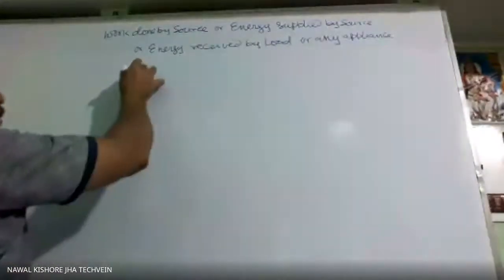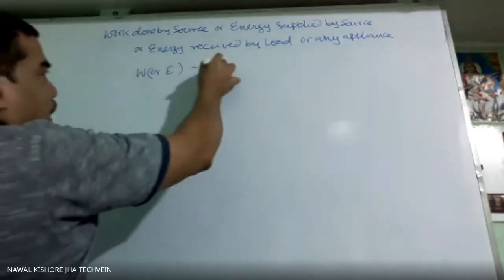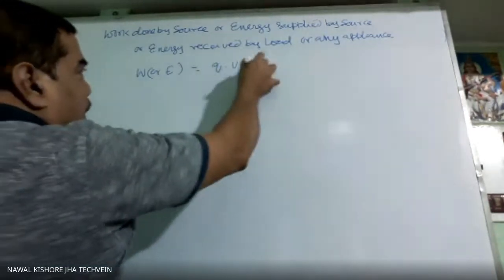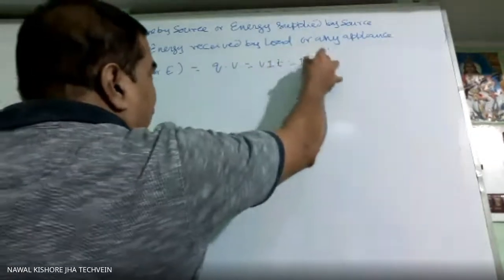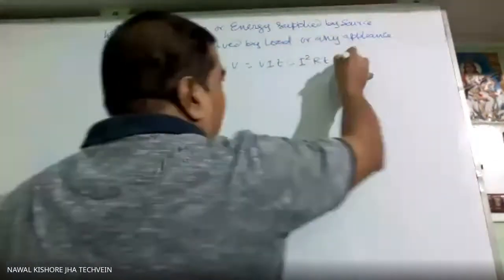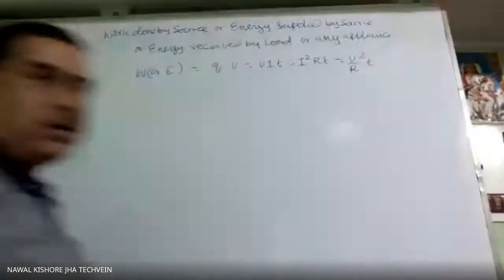So this formula we have got, W or E, whatever you may say. That was Q into V, VIT, I square RT, or V square over R into T. This we have got.